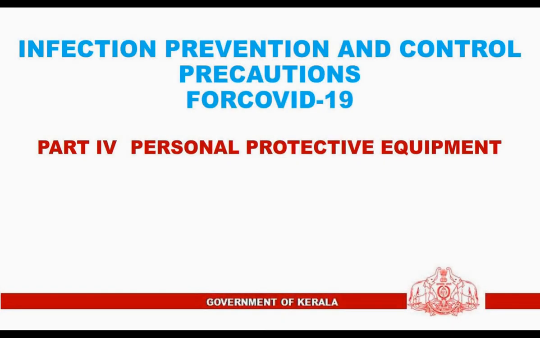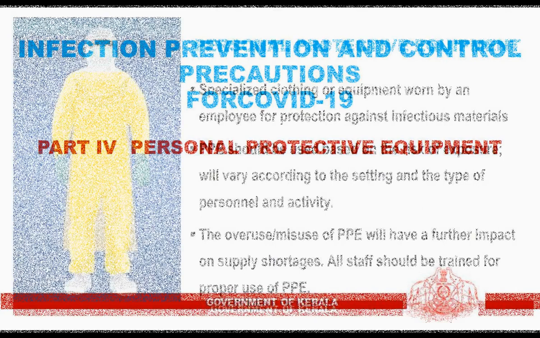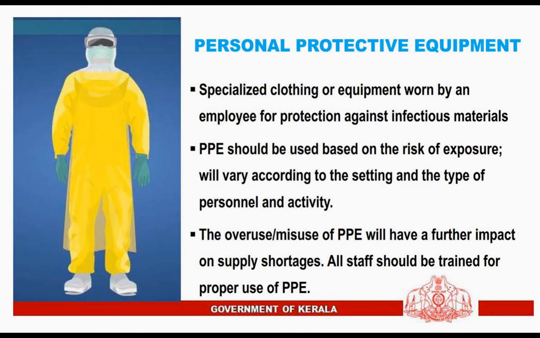Infection Prevention and Control Precautions for COVID-19. Part 4. Personal Protective Equipment. Personal protective equipment: specialized clothing or equipment worn by an employee for protection against infectious materials.